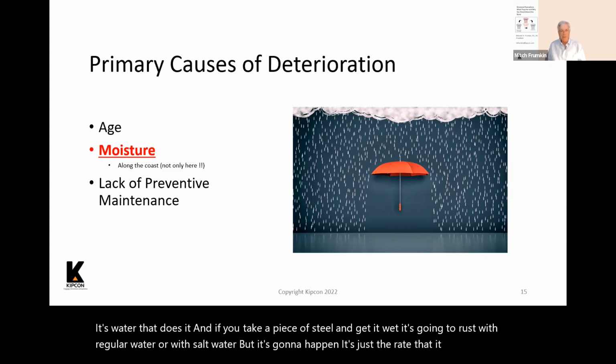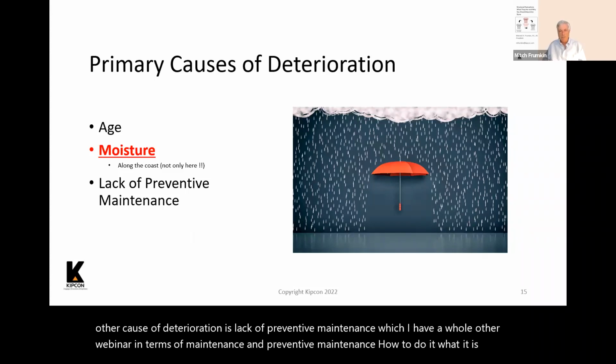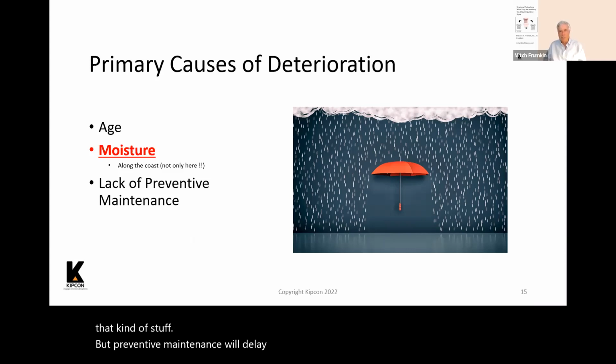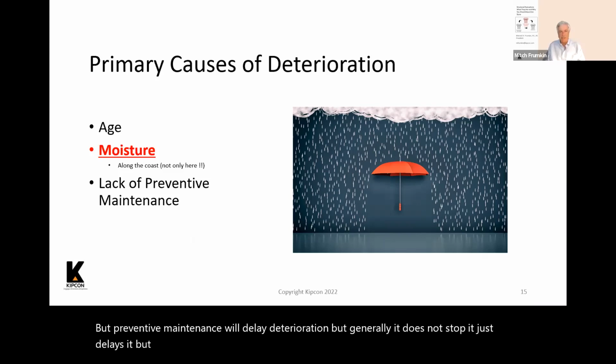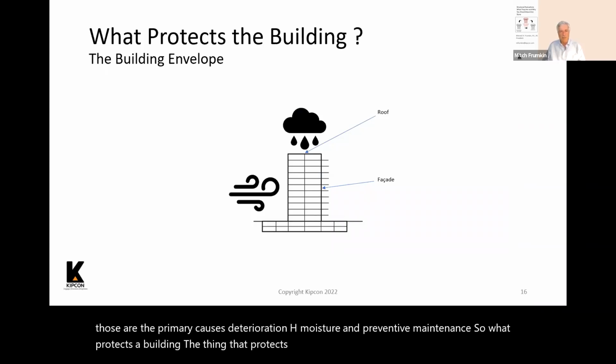The other cause of deterioration is a lack of preventive maintenance, which I have a whole other webinar on, in terms of maintenance and preventive maintenance, how to do it, what it is, all that kind of stuff. But preventive maintenance will delay deterioration, though generally it does not stop it. It just delays it, but it can extend the timeline significantly. So those are the primary causes of deterioration: age, moisture, and lack of preventive maintenance. So what protects a building? The thing that protects the building is what's called the building envelope.